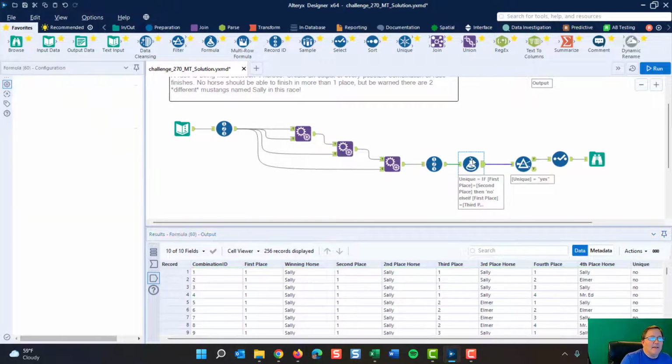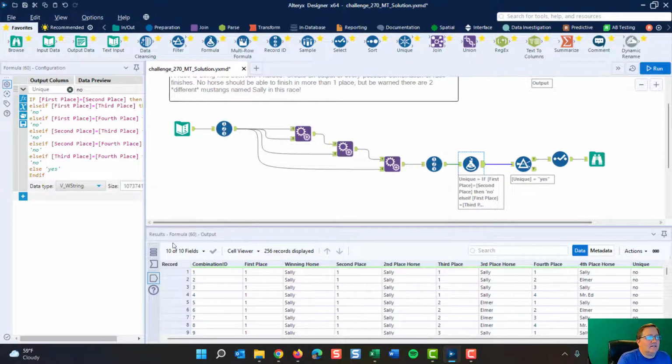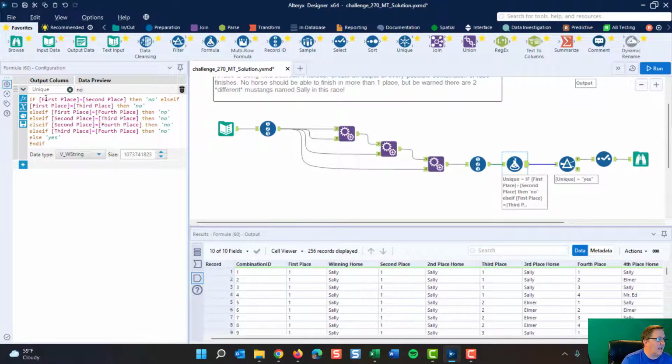Well, here we now need to decide how this works. And so we create a formula where we say, hey, since we need to eliminate all of the combinations where the same horse is in those spots. So obviously Sally, Sally, Sally, and Sally doesn't really work. So if first place number equals the second place number, then no. If the first place equals the third place, no. If the first place equals the fourth place, no. Then we take the second.